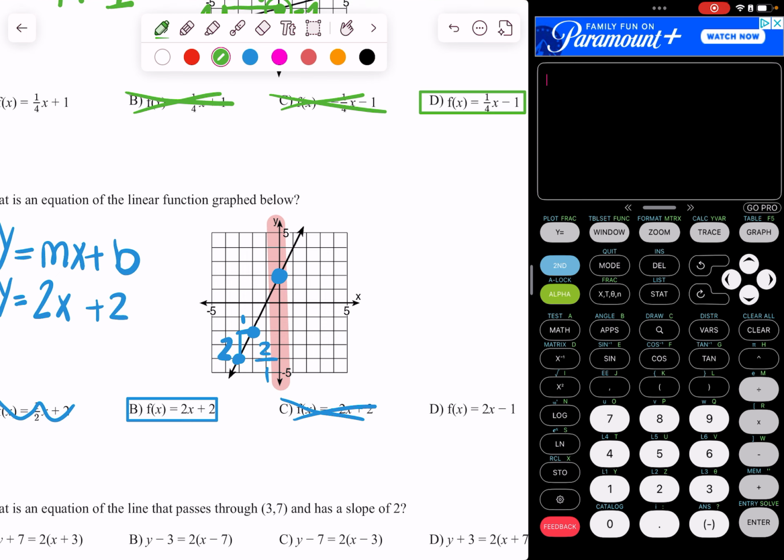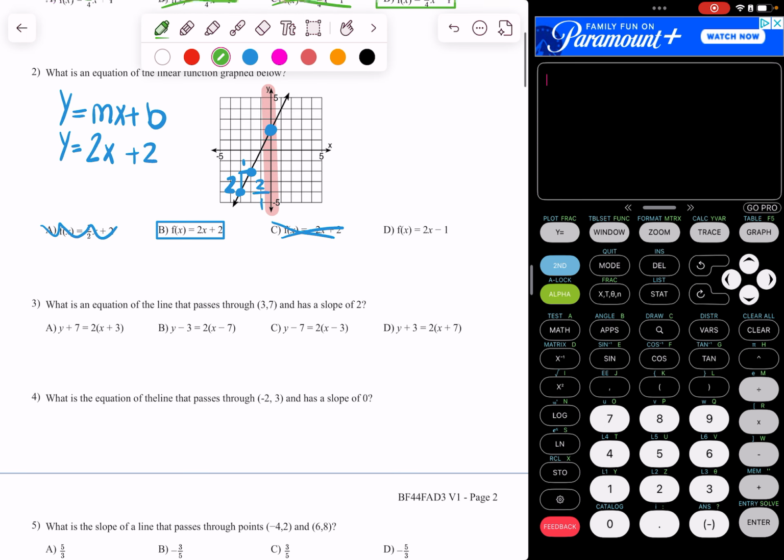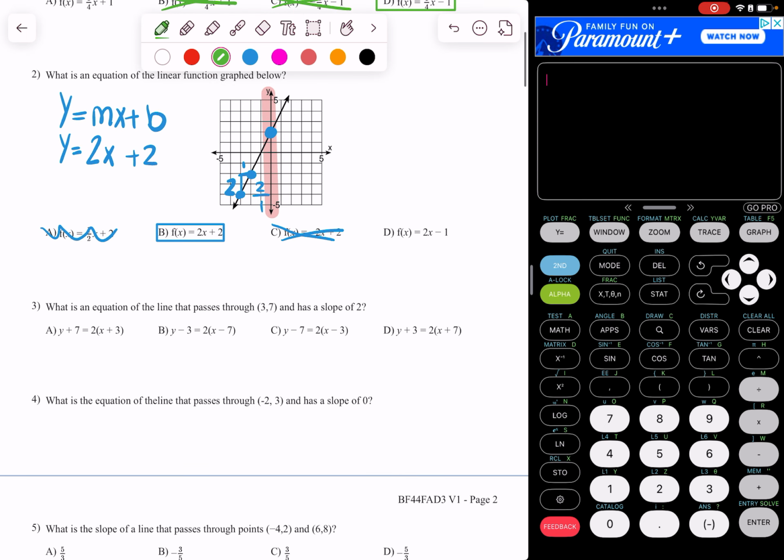All right, let's look at number 3. What is the equation of the line that passes through the point and has a slope of? Ooh, point slope. We use the formula y minus y1 equals m parentheses x minus x1.